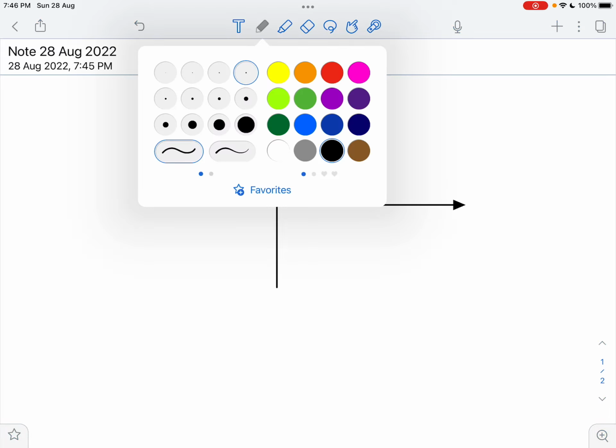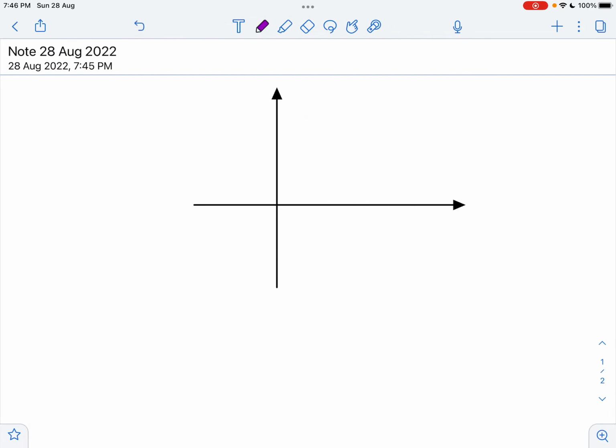Hello everyone. In this video we're going to learn how to add vectors which are not along the same line and they don't make a 90-degree angle. For example, let's take a y-axis and an x-axis, and let's say I have the following vectors. I'm going to consider those vectors forces.